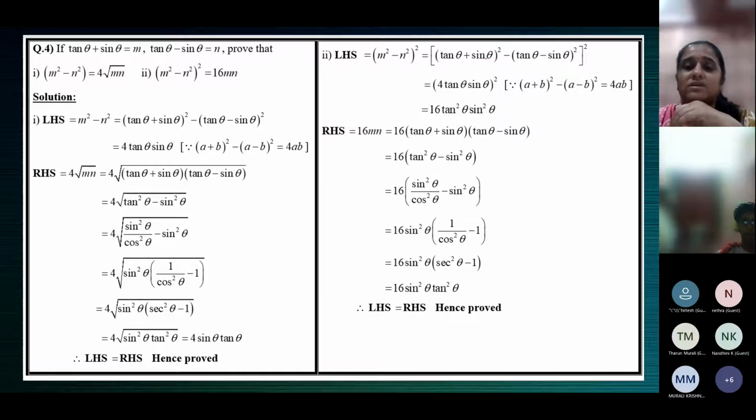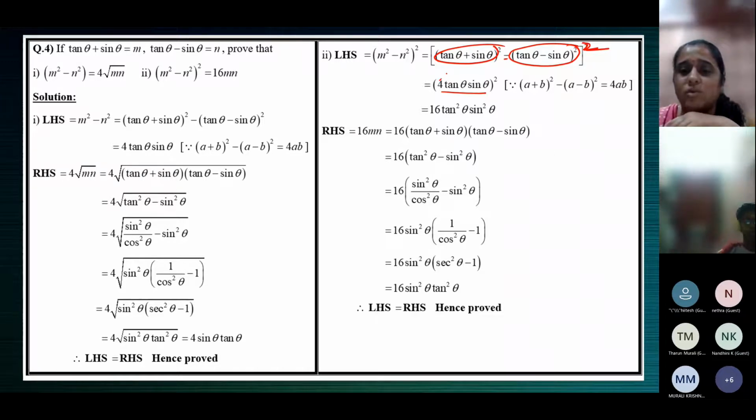Now again, identity. A plus B whole square minus A minus B whole square. What is it? It is 4AB. A is tan theta and B is sine theta. So 4AB is 4 tan theta, sine theta, and you can see the square outside here. This one is 4AB, 4 tan theta sine theta, and the whole square.